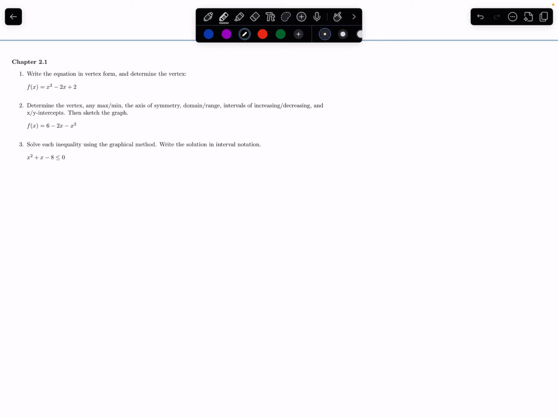Let's do 2.1. Number one, 2.1 is about quadratic functions, right? So these are all quadratics. Number one, write the equation in vertex form and then determine the vertex. What you see in all three of these questions, you're going to have to complete the square. And completing the square is one of those skills that we want to make sure we carry with us to the next math class that you might take. So, in other words, I guarantee you're going to see completing the square on this next exam and probably in your future. Okay, let's do it.